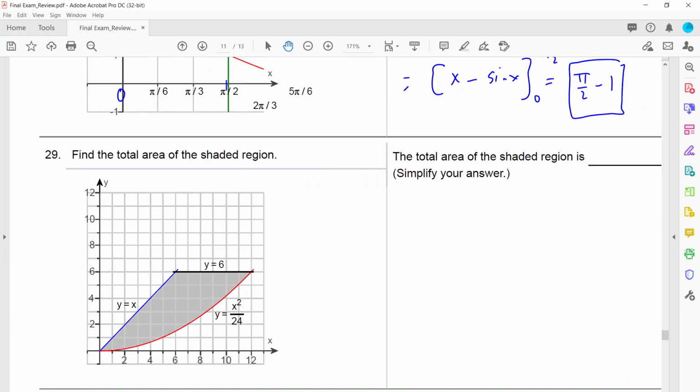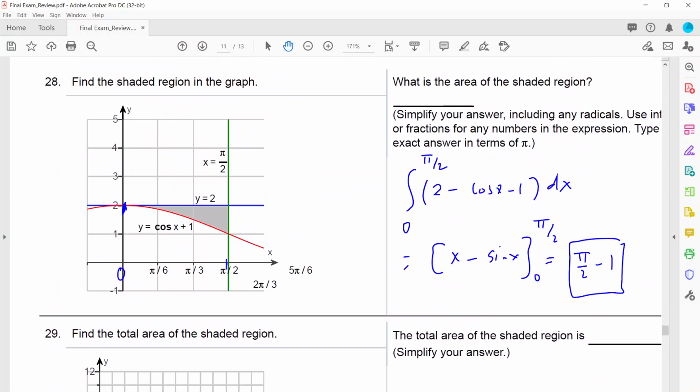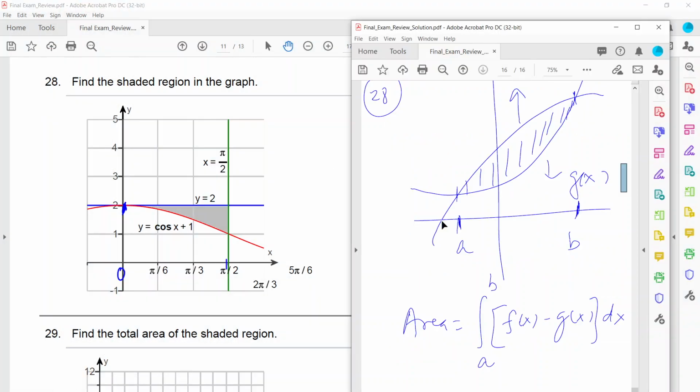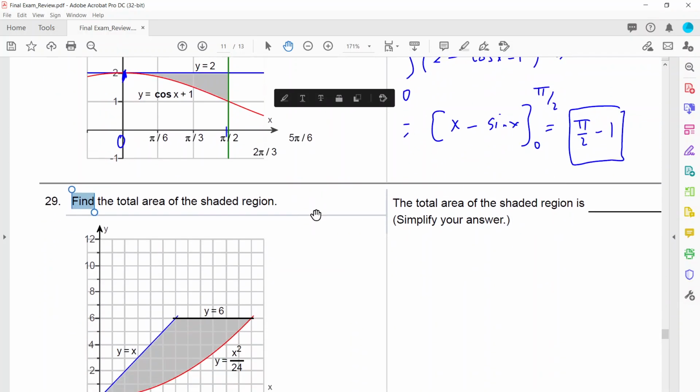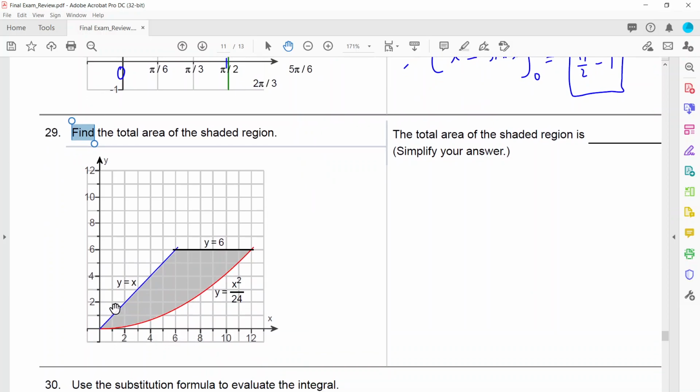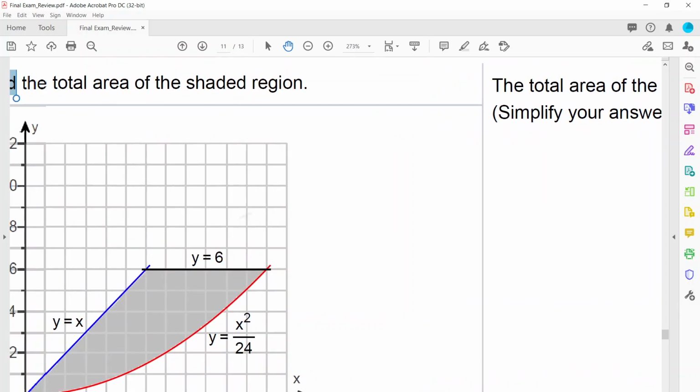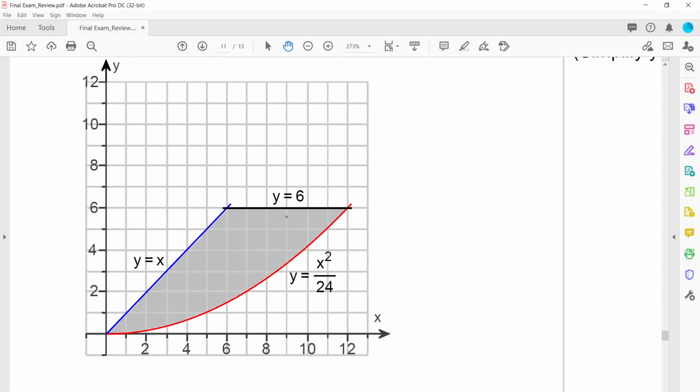For this problem 29, if you want to use the very same formula the way we did in problem 28, it was clear that there are only two graphs from 0 to pi/2 where y equal to 2 is always greater than y equal to cosine x plus 1, so we did not have any problem. But in this case, sometimes we need to use y equal to x and this red one, which is x²/24. Sometimes we have to use y equal to 6, and you can see that by splitting this region into two parts. This is the point where y equal to 6 starts.